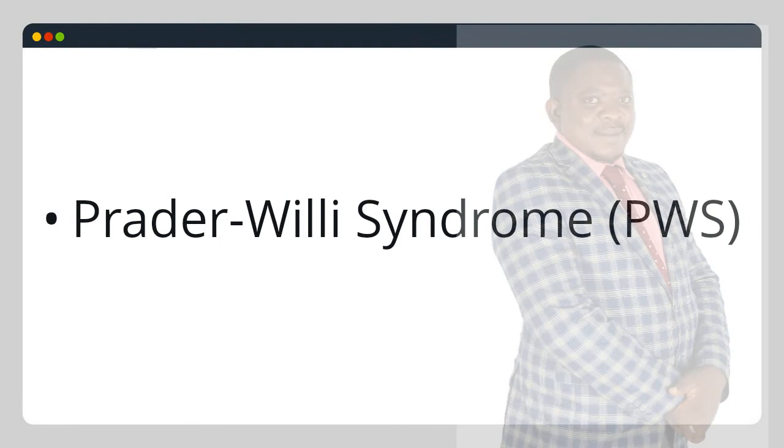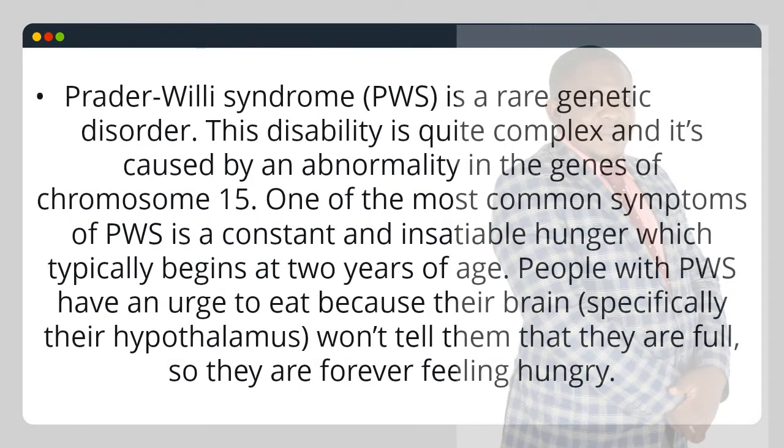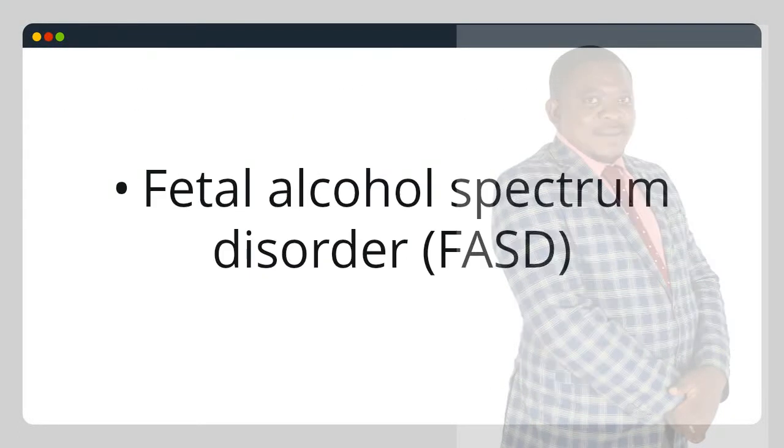Prader-Willi syndrome, PWS, is a rare genetic disorder. This disability is quite complex, and it's caused by an abnormality in the genes of chromosome 15. One of the most common symptoms of PWS is a constant and insatiable hunger, which typically begins at 2 years of age. People with PWS have an urge to eat because their brain, specifically their hypothalamus, won't tell them that they are full, so they are forever feeling hungry.